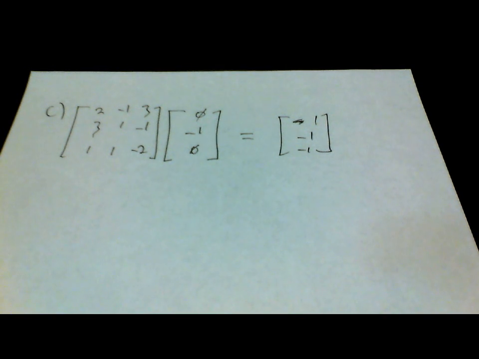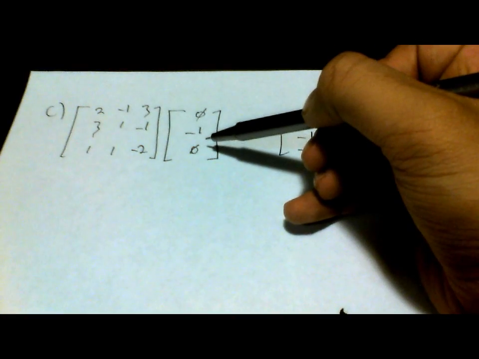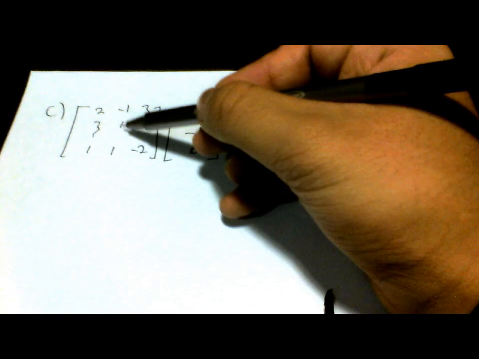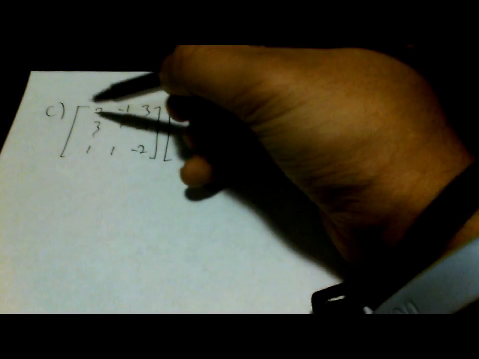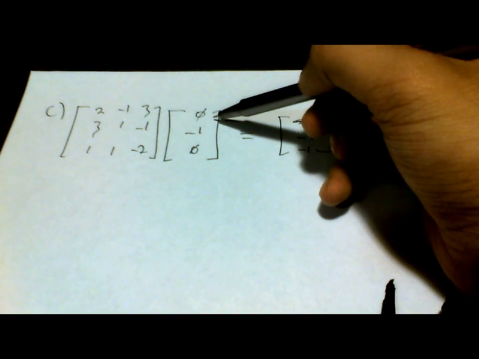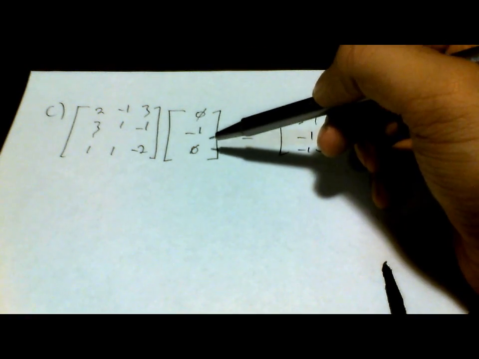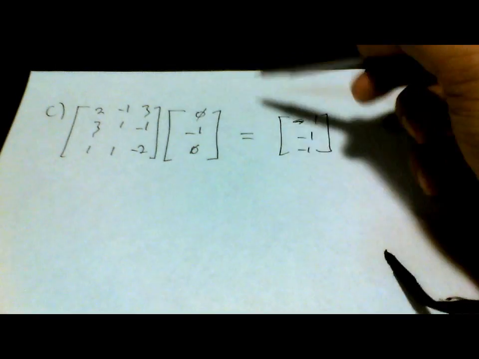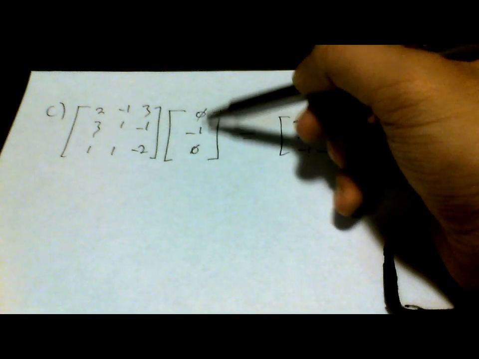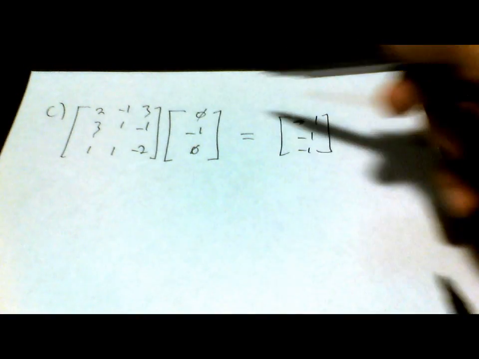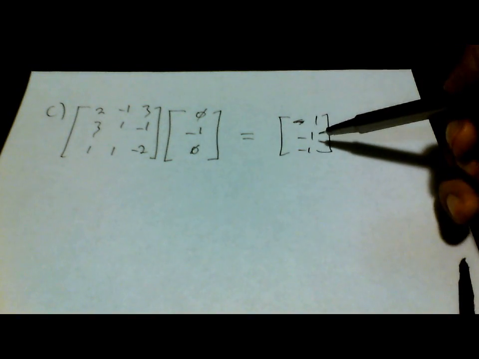To solve this question, you just multiply the inverse by the matrix that they gave you. Since these are zeros, you're just going to be multiplying -1 by the middle row, because 2 times 0 plus -1 times -1 plus 3 times 0 is just 1. It's going to keep doing that. Because these both are zeros, you're just taking the middle row and multiplying it by -1 to get this row.